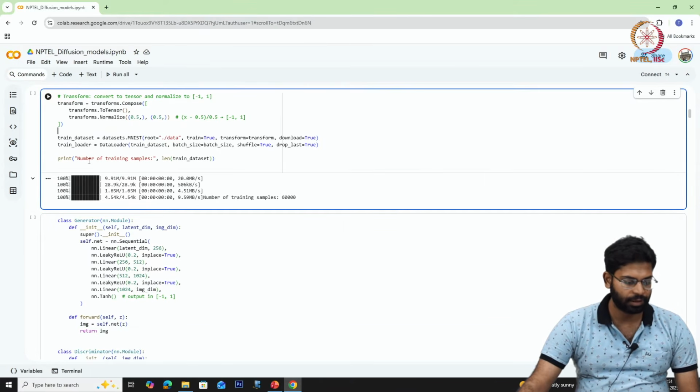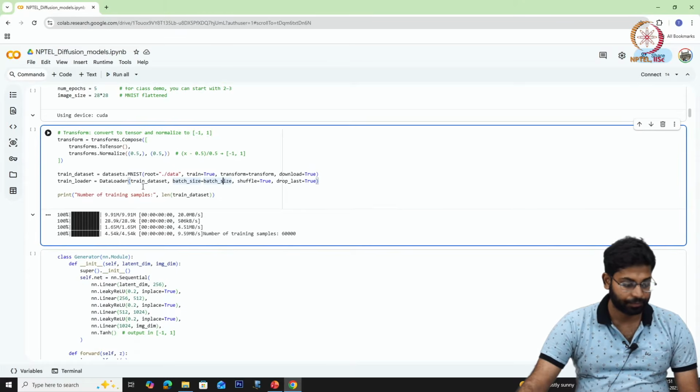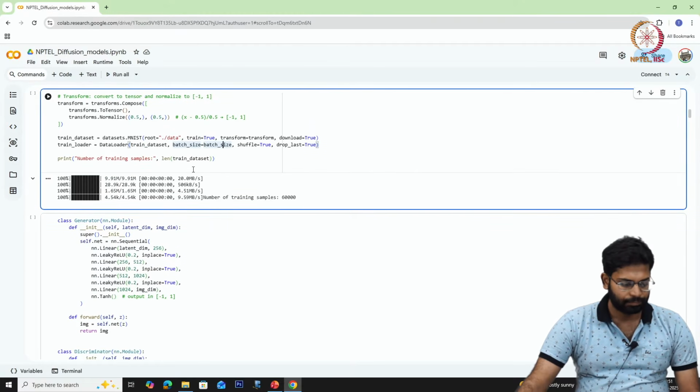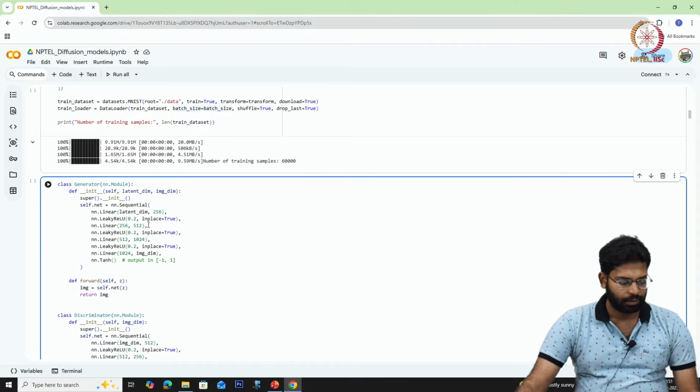Then you construct your training dataset that can be called from the torch datasets library, datasets.MNIST, and also you create a loader function, train_loader equal to torch DataLoader, with the train dataset. You mention the batch size and other hyperparameters that you have defined. Okay, so it gives you, I think, a total of 60,000 training samples.